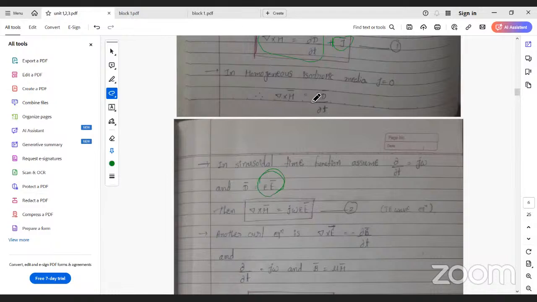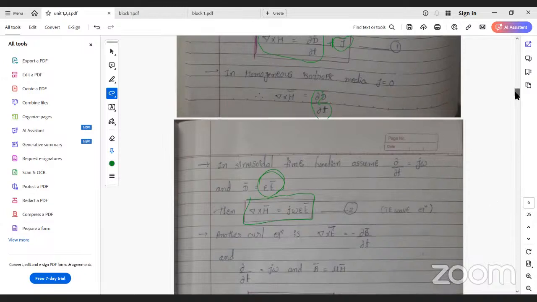In the equation del cross H, in place of dou by dou t, I am substituting j omega, and in place of D, I am substituting epsilon E. So what will you get as the final equation? Del cross H equals j omega epsilon E. Same way, for the electric field, I am writing the equation.